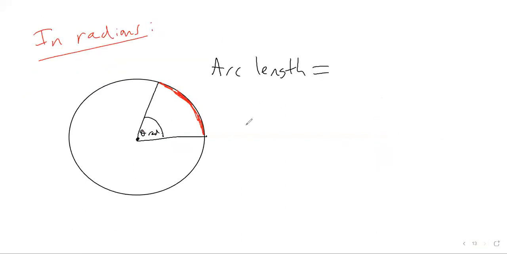But how about if we deal with radians? Let's say theta is now in radians, this angle theta radians. The key thing to remember is that in a circle, you've got 360 degrees, and 2 pi radians is equal to 360 degrees. So the arc length is going to be theta out of 2 pi radians, and then we multiply that by the circumference of a circle, which again is 2 pi r.